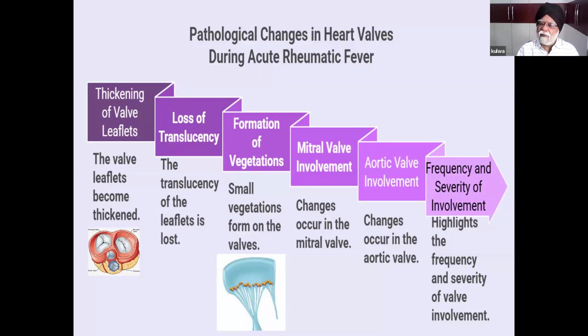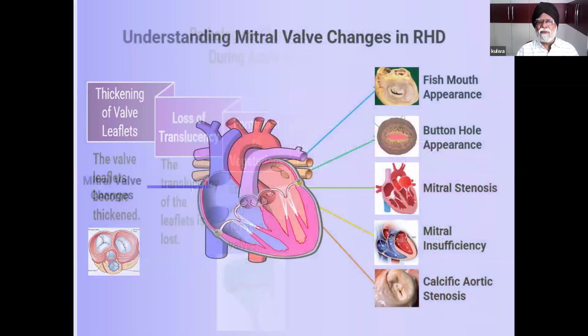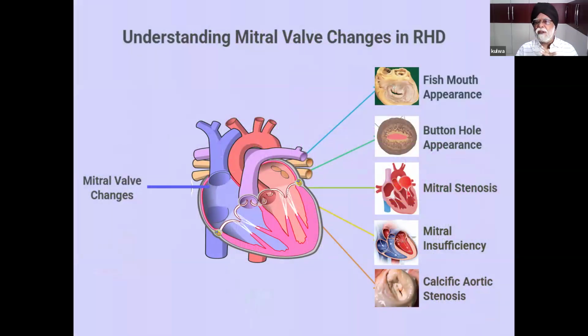And after reduction of the space, there may be mitral stenosis, mitral regurgitation, and severe insufficiency of heart. Most affected is the mitral valve. Sometimes the aortic valve is also affected. We will come to the point of what are the effects of valvular changes in rheumatic heart disease. What are the effects of mitral valve changes?